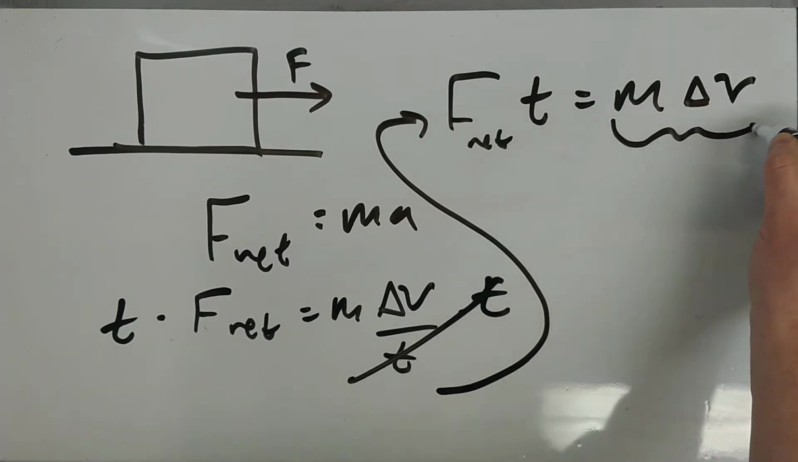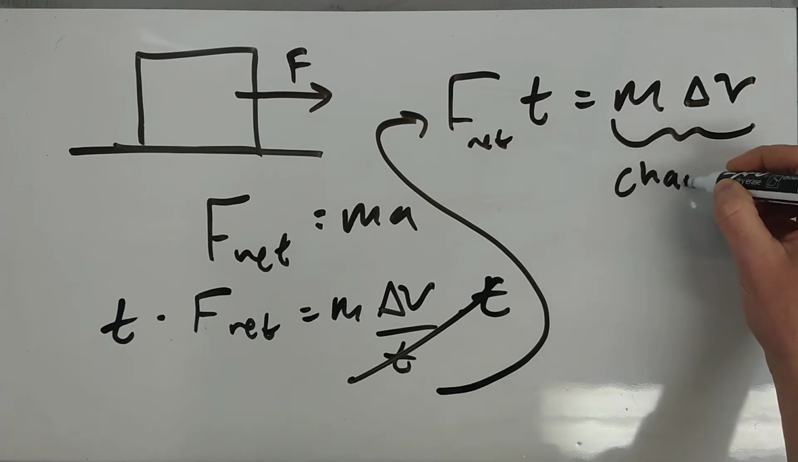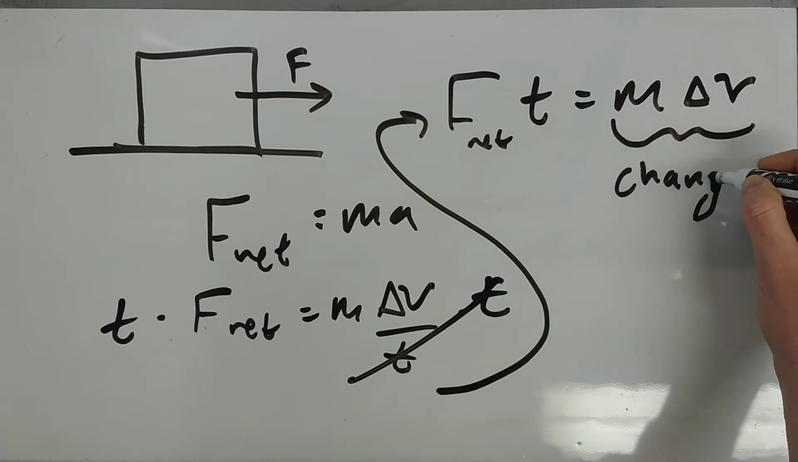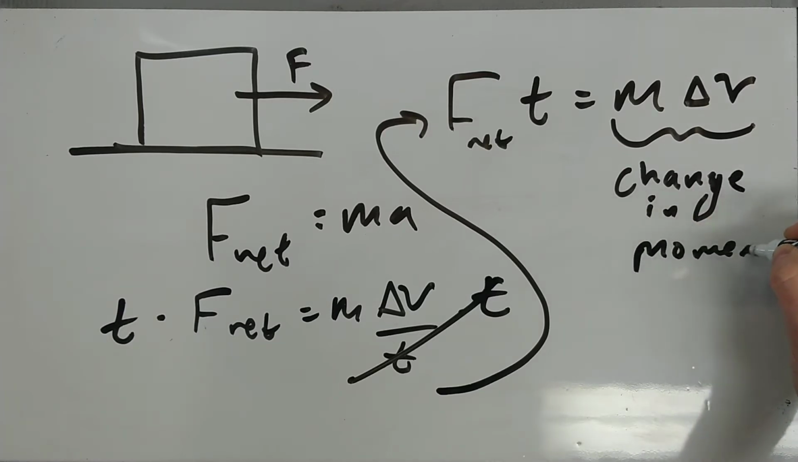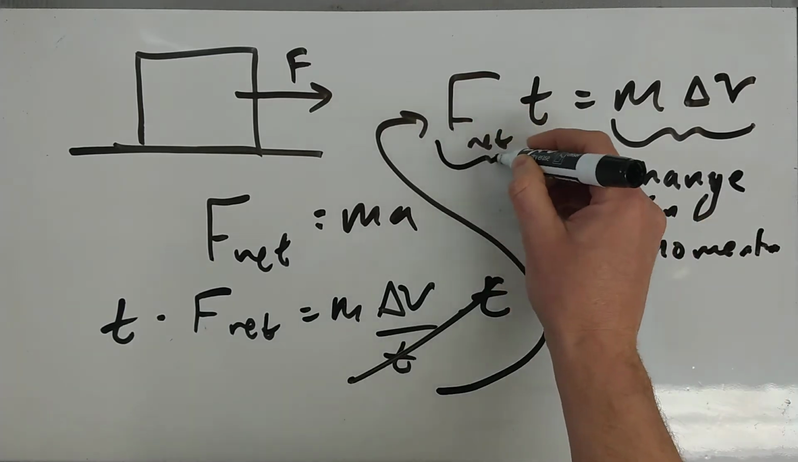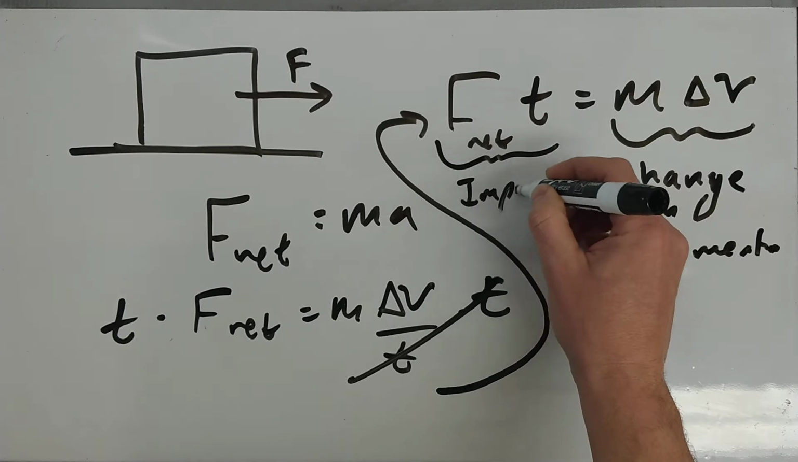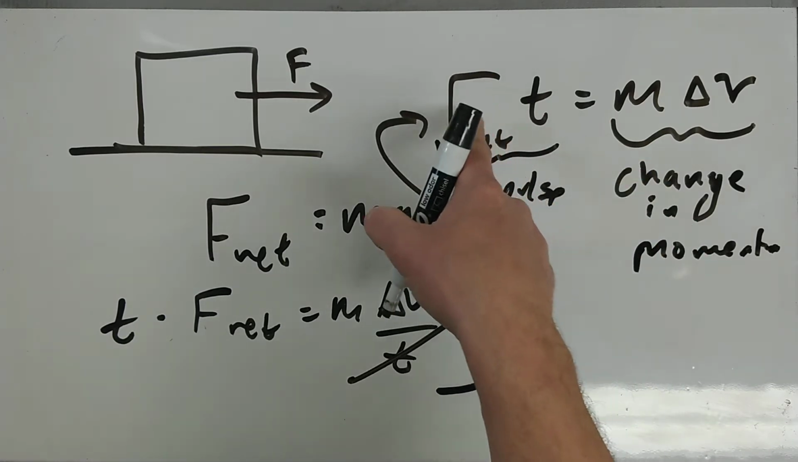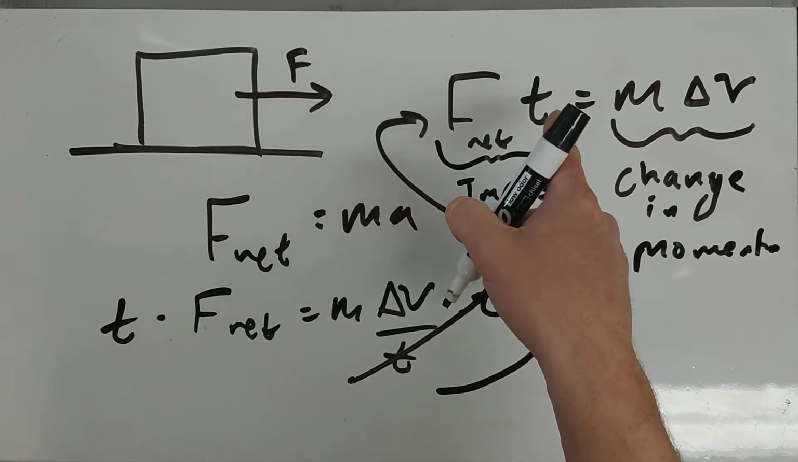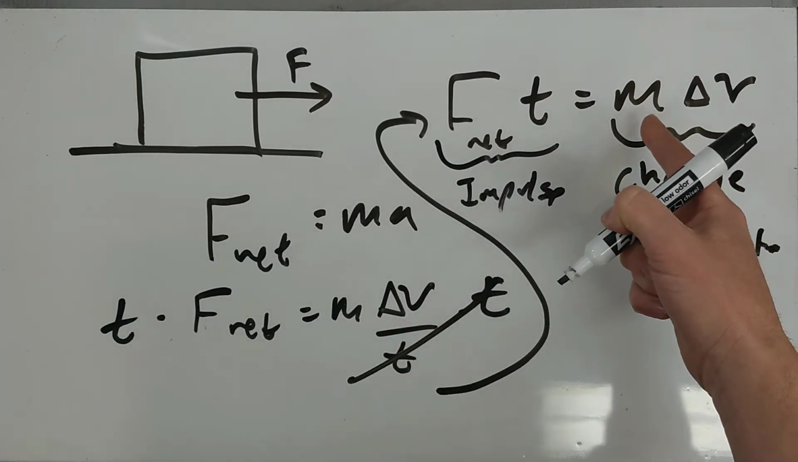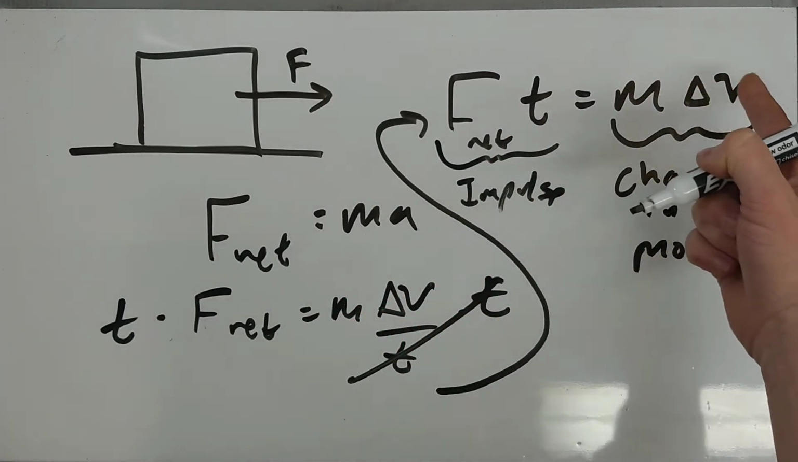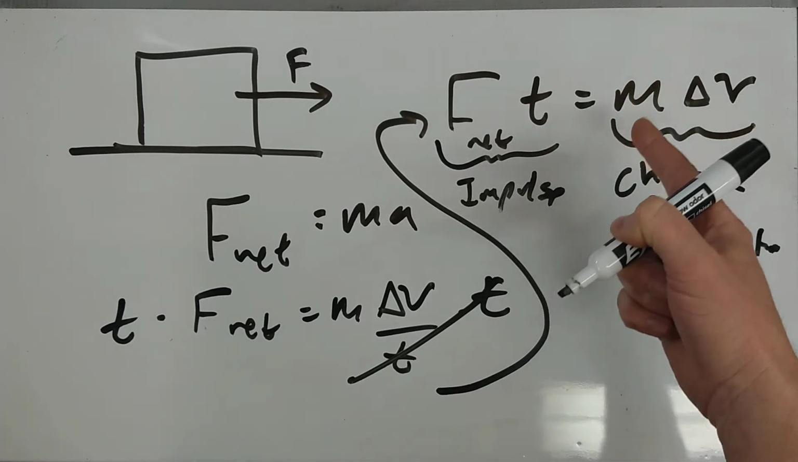This side of the equation we call change in momentum, and this we call impulse. The amount of force times the length of time it's applied for gives us a change in momentum, mass times change in velocity.